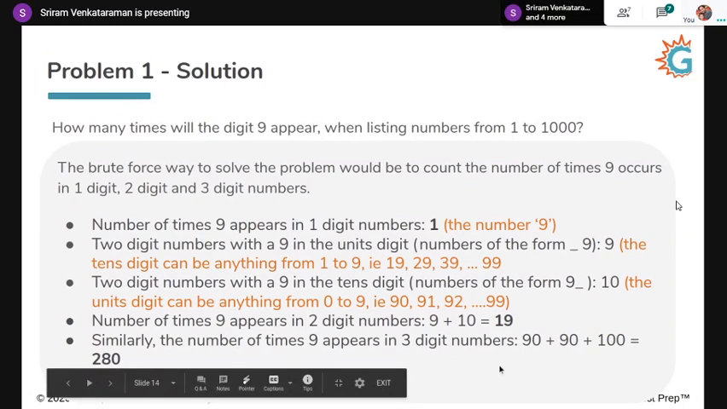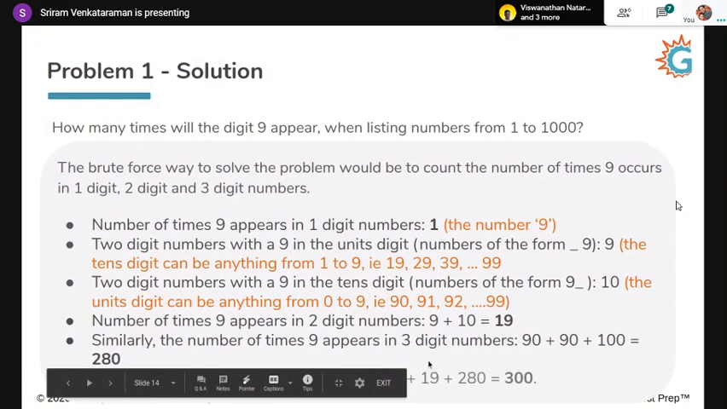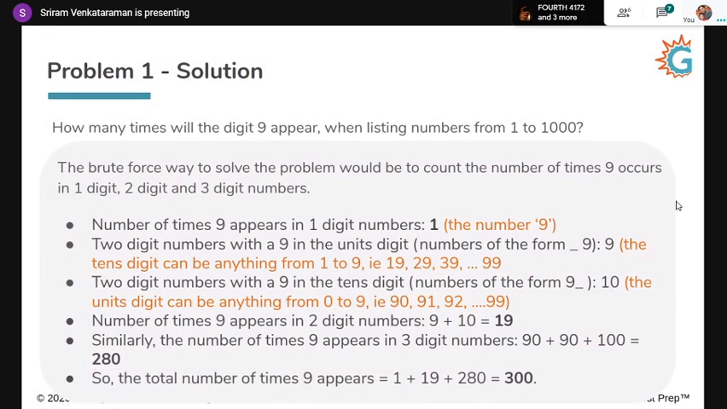So totally, you're going to have 280 times the 9 appearing in three digit numbers. So if you were to add all of them, the answer is 19 plus 1 plus 280, which is equal to 300. Yeah. So is this clear? Is this a simple solution? Yeah, no doubts about this.